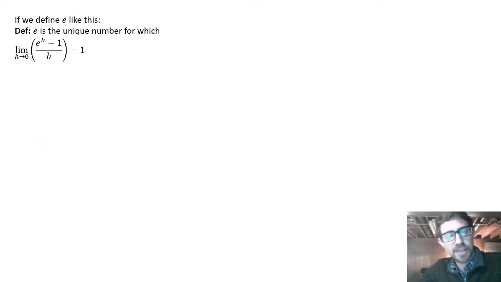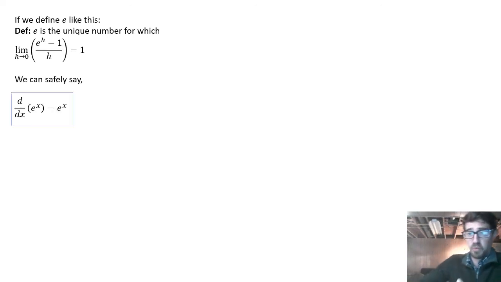Okay, so here's a way to define e that might seem a little bit like cheating. If we just define e as the unique number for which this limit as h goes to 0 of e to the h minus 1 over h is exactly 1. If we just say, okay, it seems like there's a number between 2 and 3 that works for that. Here it is. Let's just say that's what e is. That way, if we define it that way, we can just say that the derivative of that thing is that limit times the function itself. That limit is 1. It's just the function itself.